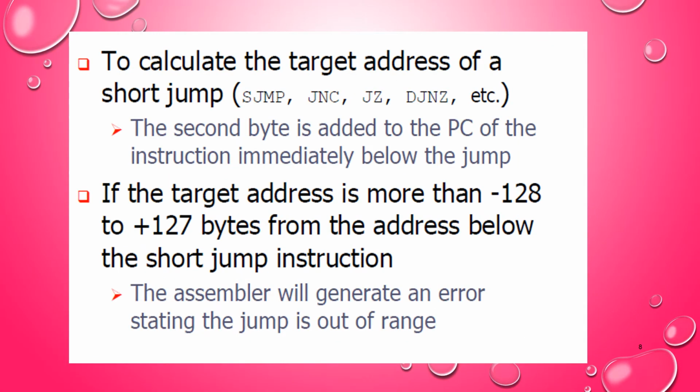Now you can see, to calculate the target address of a short jump, you have to consider that particular address range. If it is more than -128 to 127 bytes from the address below the short jump instruction, then the assembler will generate an error stating the jump is out of range.